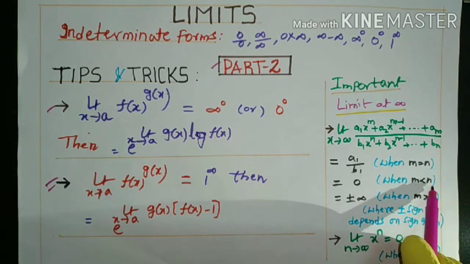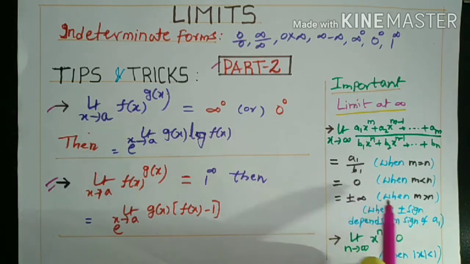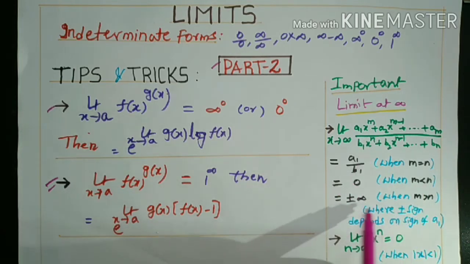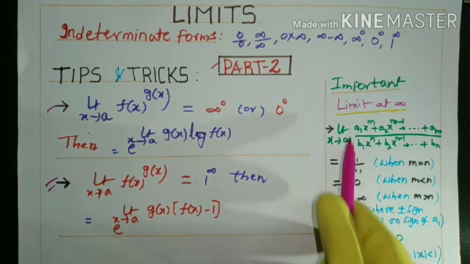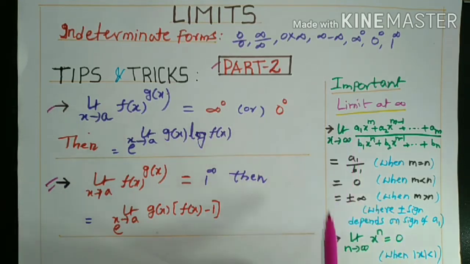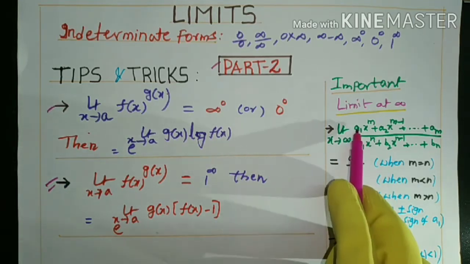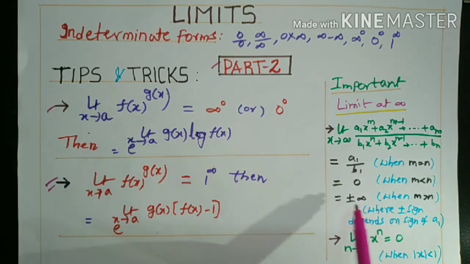If m is less than n, this should be equal to 0. When m is greater than n, this should be equal to plus or minus infinity, where the plus or minus sign depends on the sign of a1. If a1 has a plus sign, we take plus infinity; with a minus sign, we take minus infinity. That is, the plus or minus symbol depends on the sign of a1.